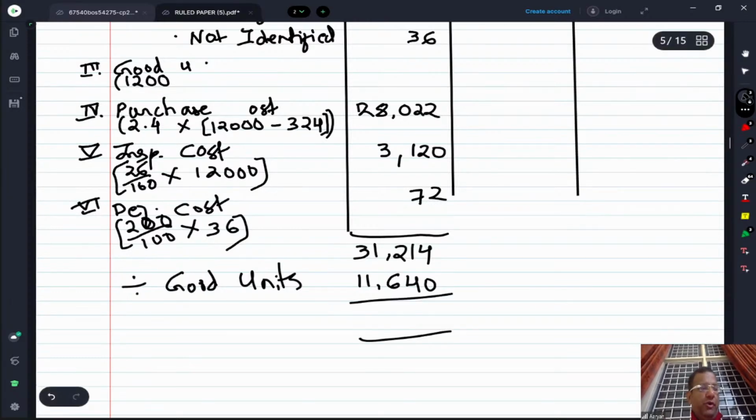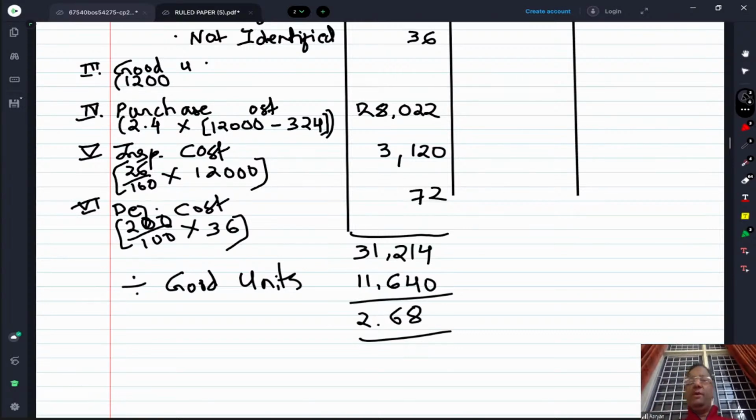So tell me the answer. What is the cost of good unit? It's 2.68. Okay, this is the good unit purchase cost. Clear beta? बहुत अच्छा calculation है as compared to the cost before inspection.